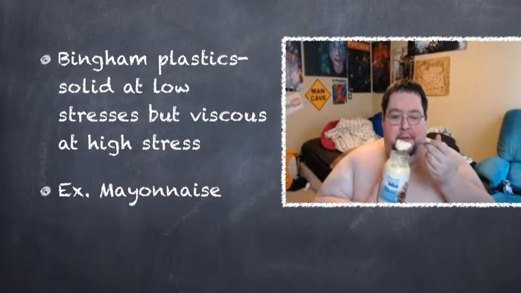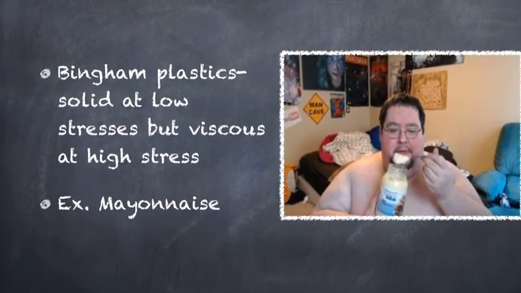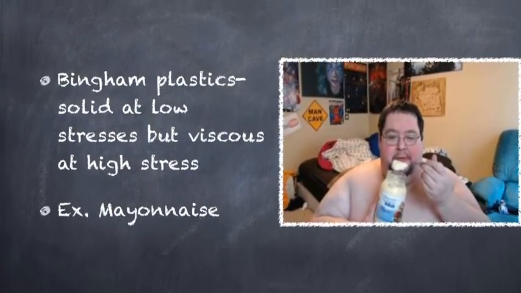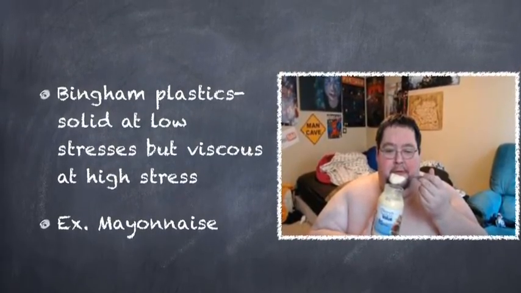The fifth and the last type of non-Newtonian fluids are Bingham plastics. They're solid at low stresses but viscous at high stress. An example would be mayonnaise.